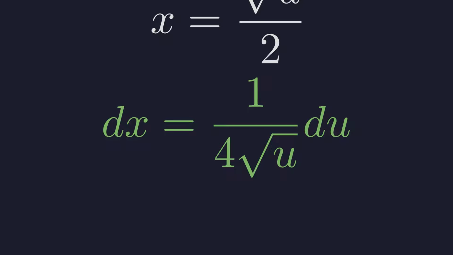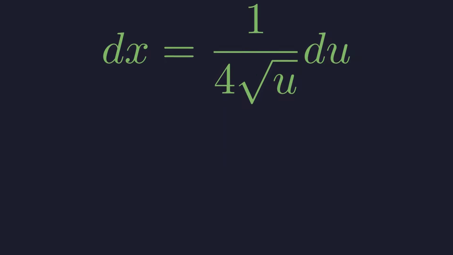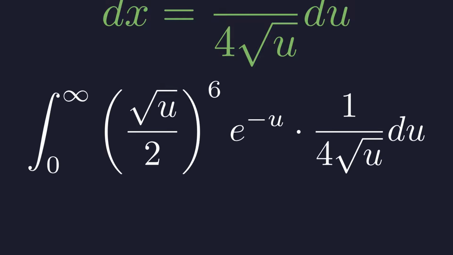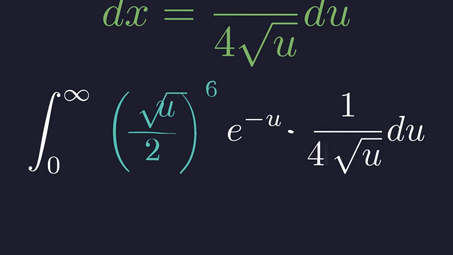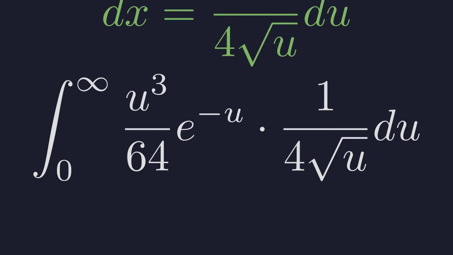Differentiating both sides yields the relationship between the differentials dx and du. Substituting these expressions into our original integral produces this new form. Now we need to simplify. Let's follow the order of operations carefully. First, we evaluate the term raised to the sixth power. 2 to the power of 6 is 64, and the square root of u to the sixth is u cubed.